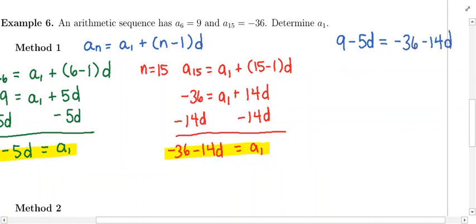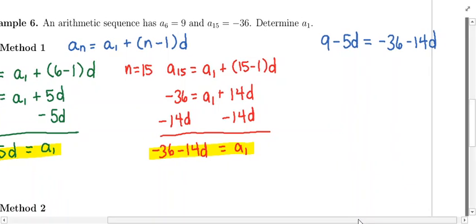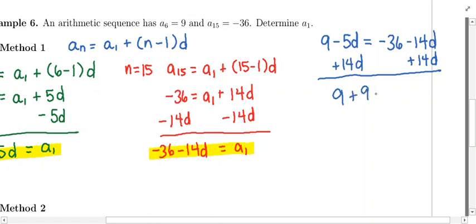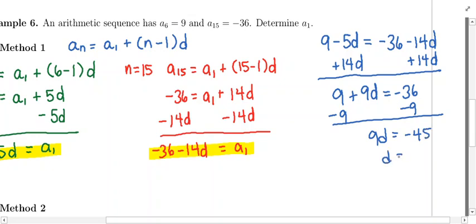Now I have an equation that just has D, so I'm going to be able to solve for the common difference. I'm going to get D by itself on one side of the equation, so I'm going to add 14D to both sides. This tells me that 9 plus 9D is equal to negative 36. Move the 9 over, so 9D is equal to negative 45. This tells me that D, the common difference, is negative 5.